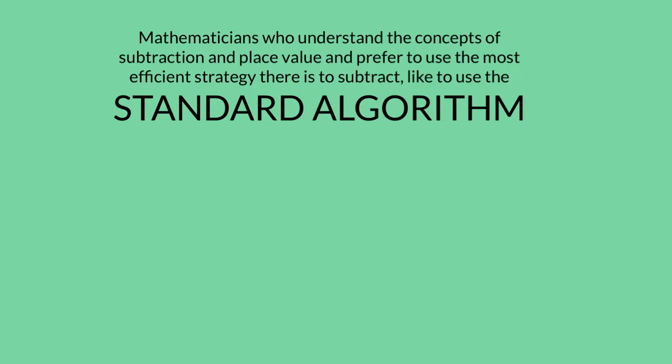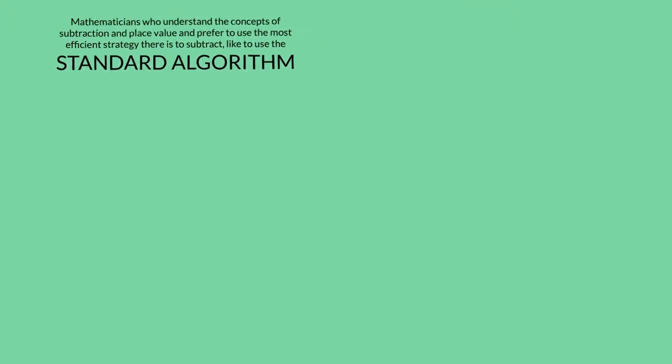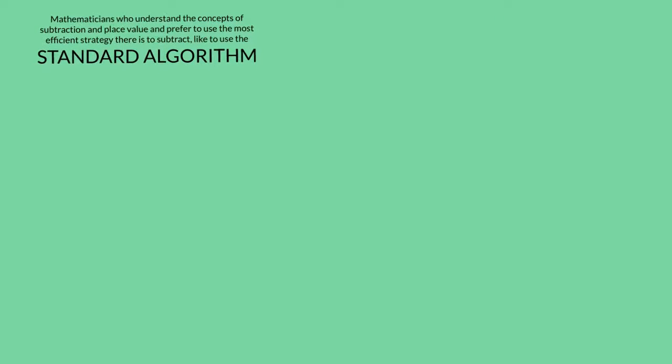Mathematicians who understand the concepts of subtraction and place value prefer to use the most efficient strategy there is to subtract, like the standard algorithm. Let's take a look at this strategy in action. I'm going to move my words so that I can make sure to have plenty of room to subtract. And I'd also like you to pay attention to the language that I use around subtraction.